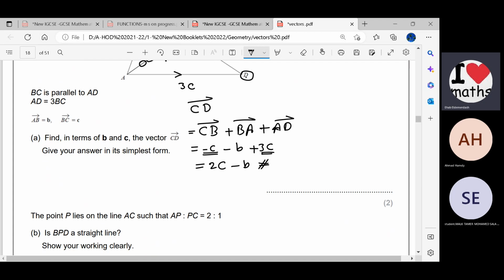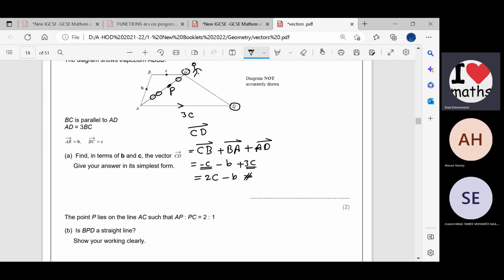The question is: are B, P and D on a straight line? Are the 3 points on the same straight line or not? I don't know. How can I prove if they are on the same straight line or not? As I told you at the beginning, you need two vectors, by using these 3 points, and find out if they are parallel or not parallel. This is my main concern.